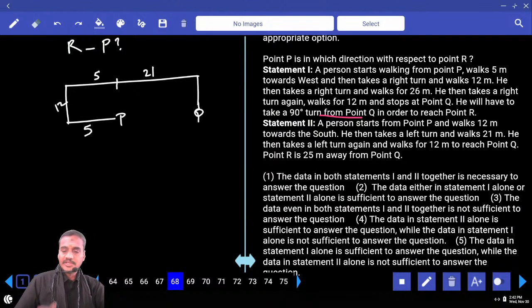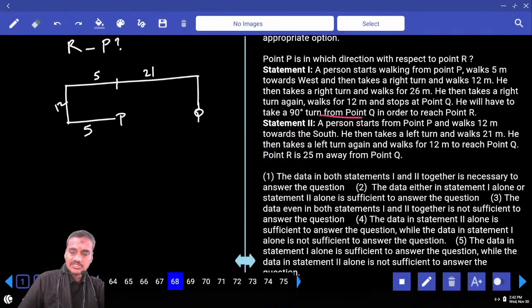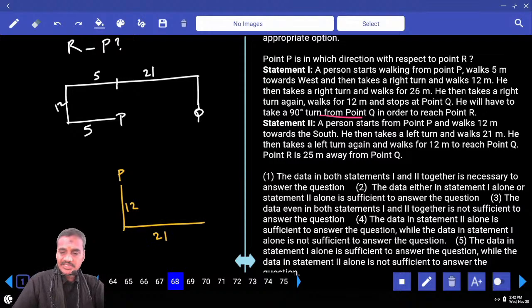Done with this? Then coming to 2 alone. Now in this 2 alone, a person starts from point P and walks 12 meters south. From P, this person has moved 12 meters south. Then he takes a left turn and walks 21 meters. And he then takes a left turn and walks 12 meters, and reaches point Q.